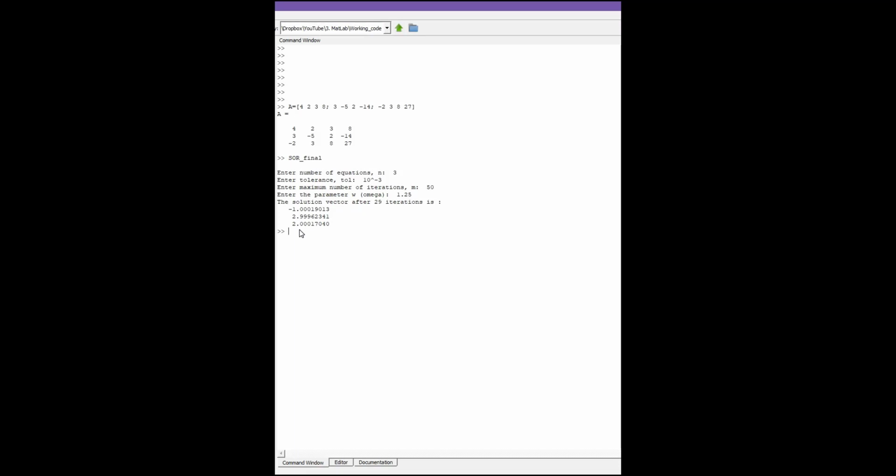Let's run the code one more time. So the number of equations is 3, and this time increase the tolerance to 10 to the power negative 5, and number of iterations is 50 again, and omega is 1.0. So after 13 iterations, the approximate solution is negative 132.